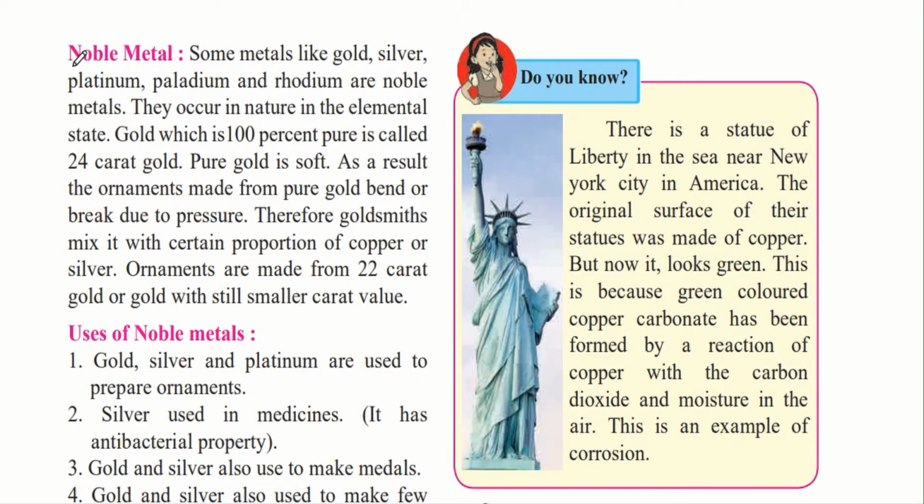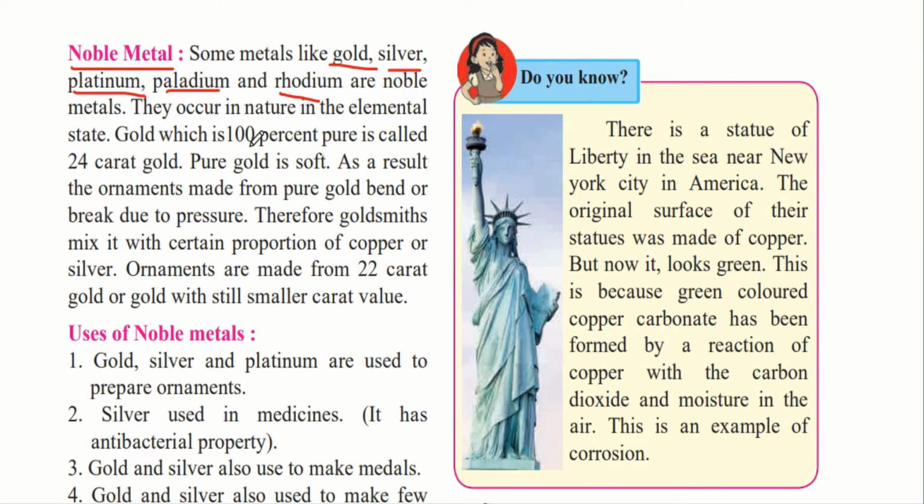Now let us study about something called a noble metal. Some metals like gold, silver, platinum, palladium and rhodium are noble metals. So these are some examples of noble metals. So what are these? They occur in nature in the elemental state. So these noble metals are freely available in nature.